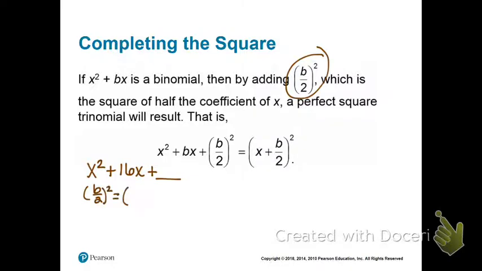B is the term in front of the x. It's the coefficient of x, the number in front of the x, which includes the sign. So in this case, our b is a positive 16. We're going to divide it by 2, and then we're going to square it. So 16 over 2 is 8, squared is 64. And so we're going to put a 64 in that blank. Now we have x squared plus 16x plus 64.